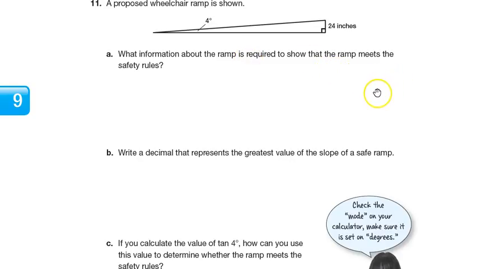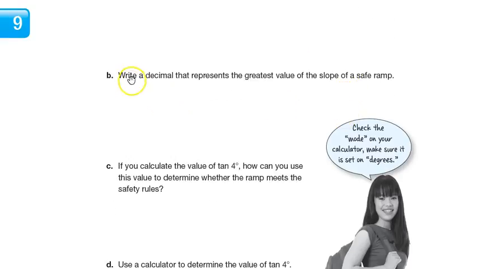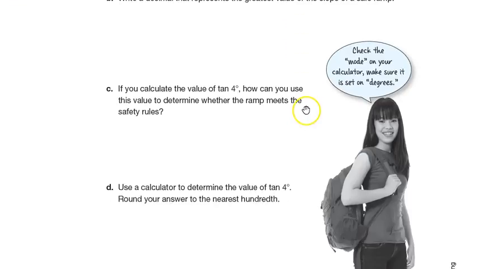You're going to need to figure out what's required to show that the ramp meets the safety rules. Well, remember, it's got to be a rise of 1 for every run of 12. It's 1 to 12 is what they told us earlier. So what they want you to do is write that as a decimal, 1 over 12. Use your calculator. Make sure you get it in 1 over 12.